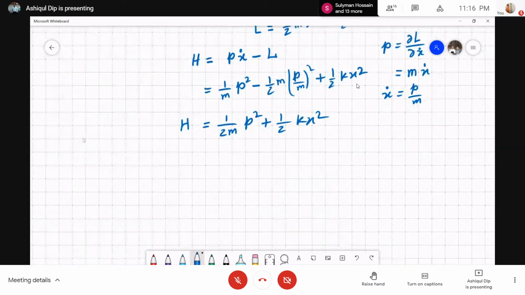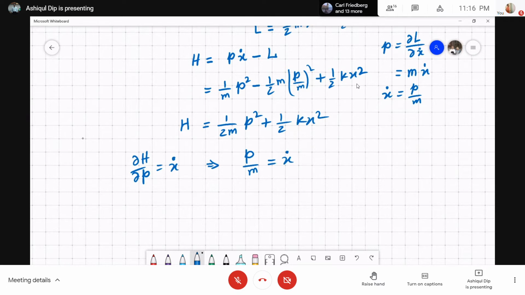So what's the Hamilton's equation of motion for what we just derived for this case? So one is the definition of momenta, that is delta H by delta P equals to x dot. That's one equation, right? So what is delta H over delta P? This is just P by M. So P by M equals to x dot. So this equation got reproduced, nothing else.